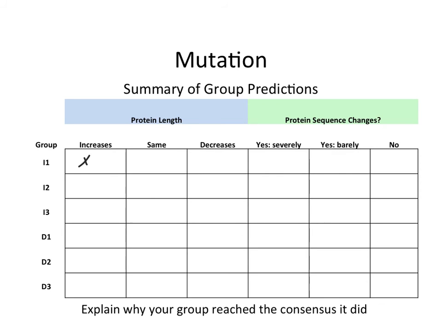Yes. You don't have to use my weird arbitrary "severely" or "barely." We'll just say yes, it's predicted to change the sequence of the protein. So what about I2? Same question. Is it going to change the size of the protein or not? Decrease, increase? Did anybody insert 2, 5, 8, 11 nucleotides?